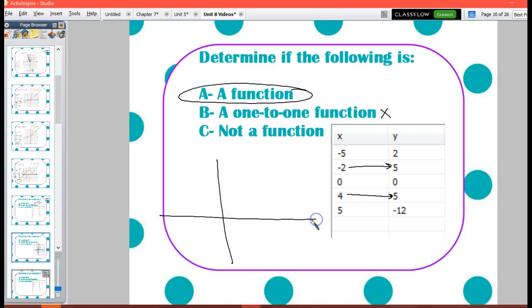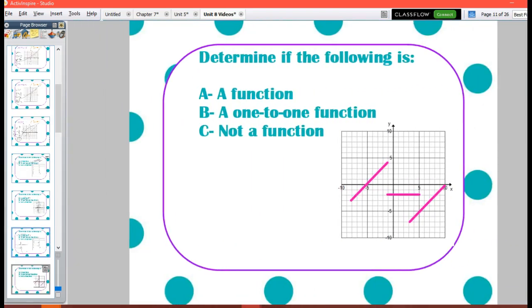If you're stuck, another way, if you like the graphical check, you could plot -5, 2, -2, 5, 0, 0, 4, 5, 5, -12. If you were going to draw a line, look at how each time I draw a line down through here, it's hitting the vertical line test, so it's definitely a function, but it's going to fail this horizontal line test. Therefore, it's not one-to-one. It's another way to check it graphically if you have a table.